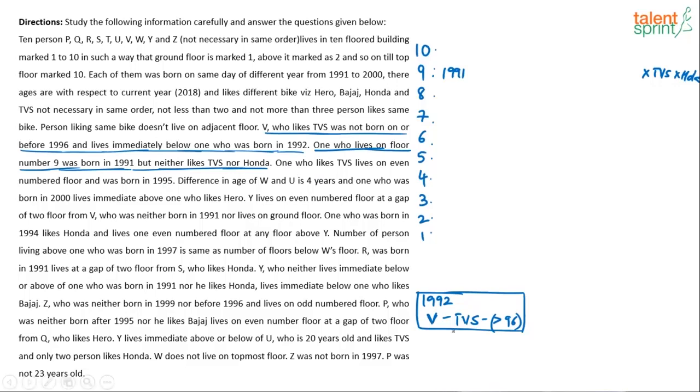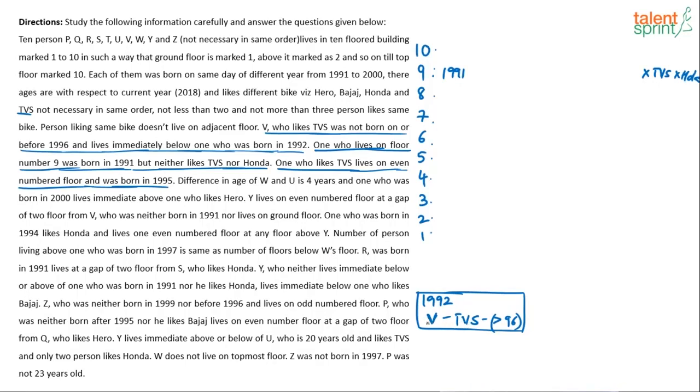Now you need to pay attention. We already know that V likes TVS. And the statement here says the one who likes TVS lives on an even numbered floor and was born in 1995. Now it does not mean that V was born in 1995. I'll tell you why. Because the bike TVS can be liked by at least 2 persons, at most 3 persons. So it need not be this person who was born in 1995. It could be some other fellow who likes TVS. You're getting my point? So don't append 1995 to V here.